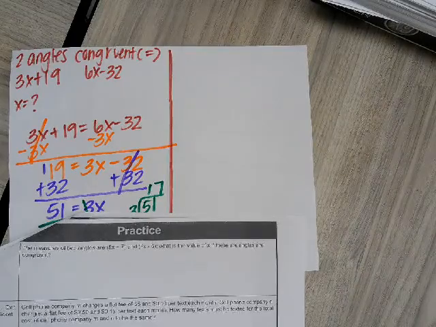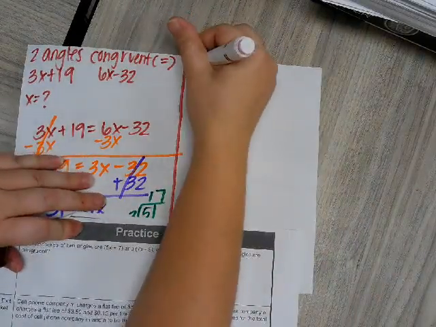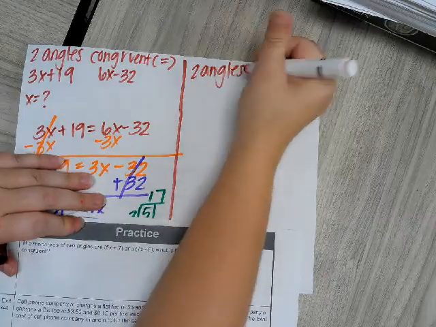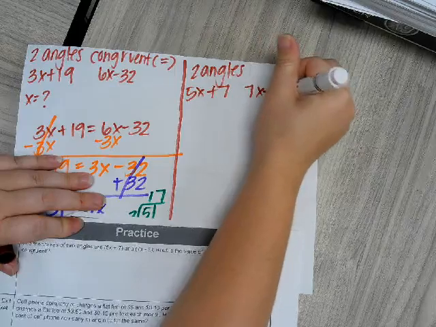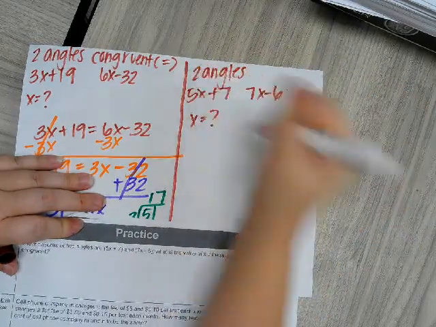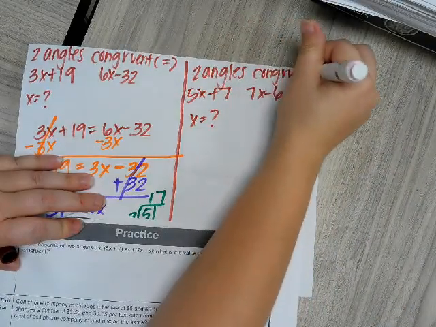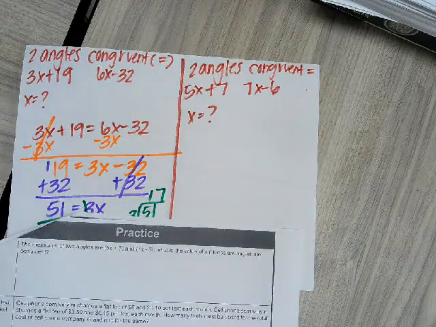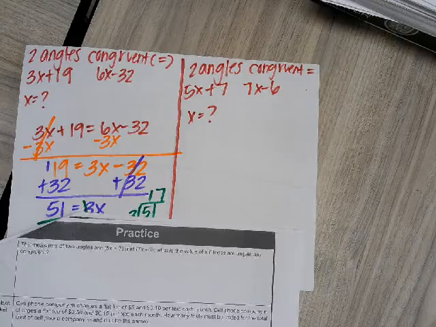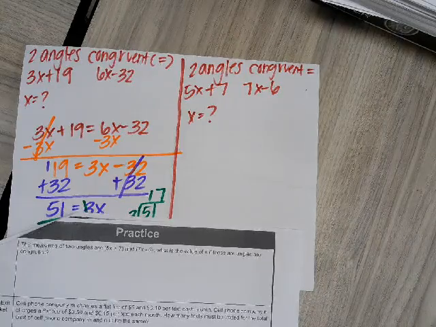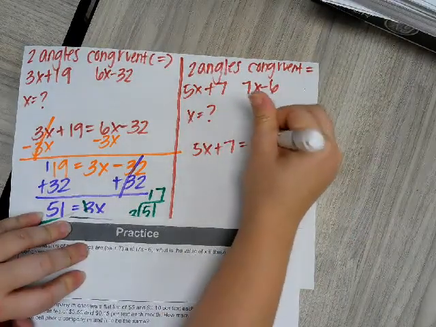Okay, let's check your answer. So they have the measure of two angles. One is 5x plus 7. The other one is 7x minus 6. What is the value of x if these angles are congruent? Remember, congruent means equal. Okay, so we have 5x plus 7 equals 7x minus 6.